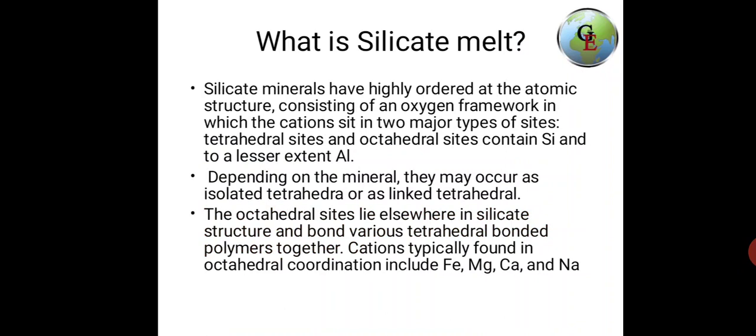Then, silicate melt. Silicate minerals have a highly ordered atomic structure consisting of an oxygen framework in which the cations sit in two major types of sites, tetrahedral sites and octahedral sites. The tetrahedral sites contain silicon and aluminum. Depending on the mineral, they may occur as isolated tetrahedra as well as linked tetrahedra. The octahedral sites lie elsewhere in the silicate structure and bond various tetrahedrally bonded polymers together. Cations typically found in octahedral sites are iron, magnesium, calcium and sodium.